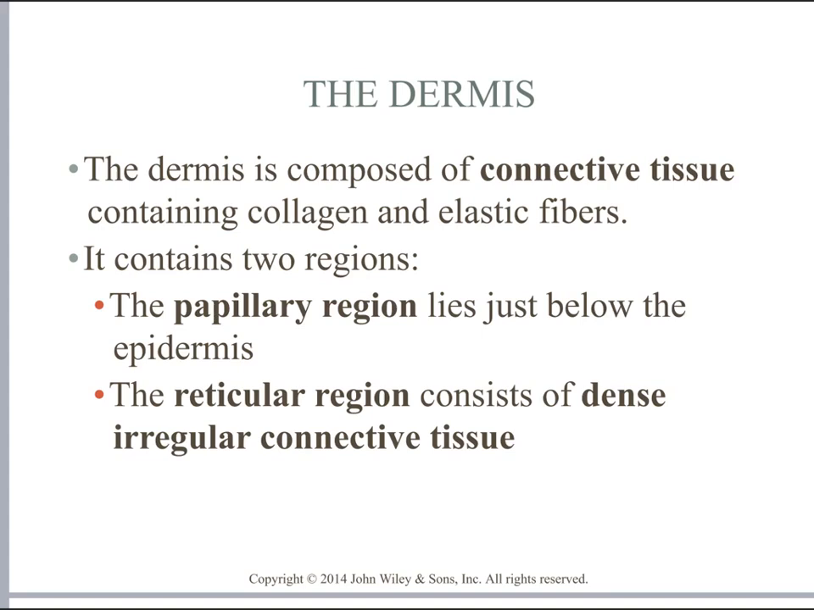It contains two regions. The papillary region, which as we said before, is much smaller and takes up less percentage of the dermis, lies just below the epidermis. And the reticular region, which is going to consist primarily of dense, irregular connective tissue. Remember from our tissues lecture, these bundles of collagen fibers run in an irregular or crosshatch motif.